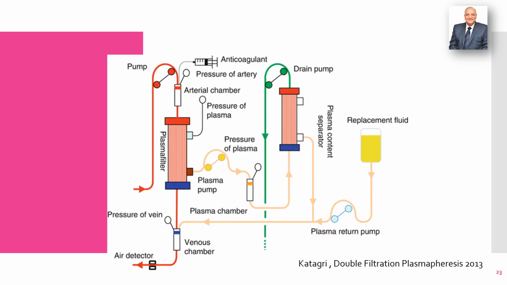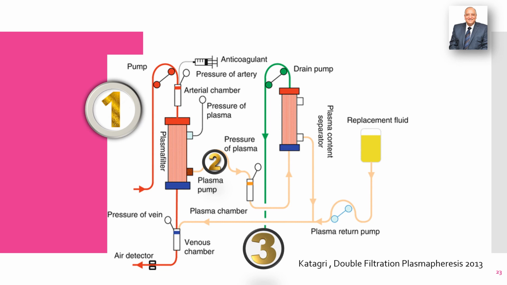In the double filtration technique, like in apheresis and others, the first step is a filtration with a plasma filter or membrane, then the plasma is drained to the second plasma separator, specifically targeting a specific molecule. Then finally, the waste goes out from the second filter, and the fourth step is to replenish with replacement fluid to the patient.